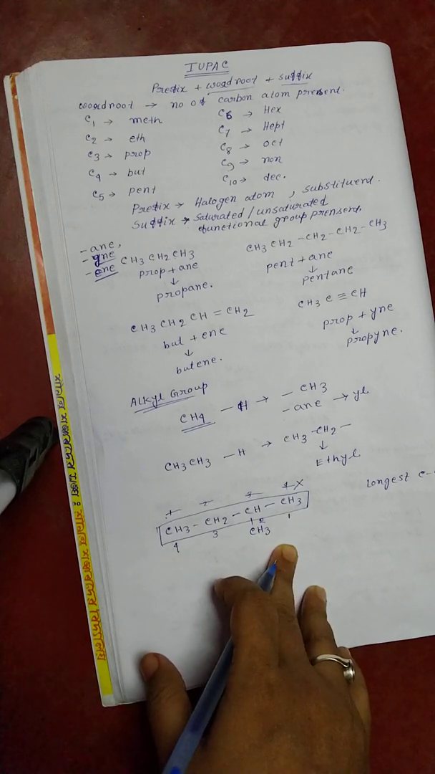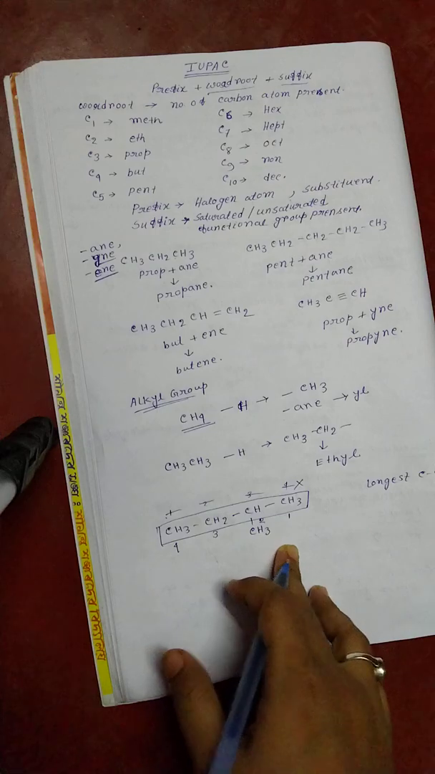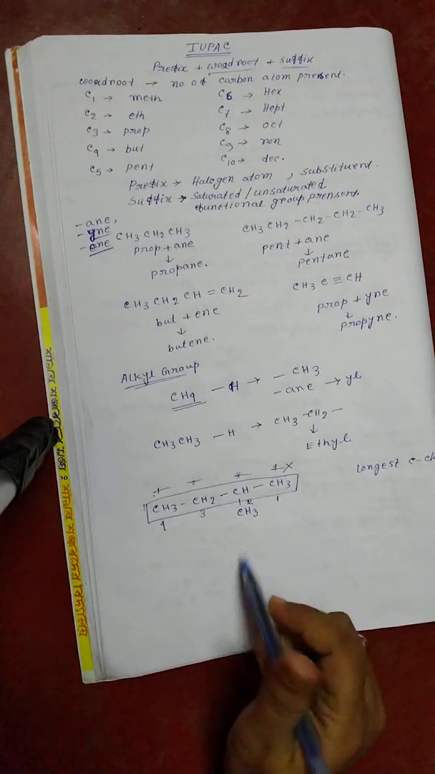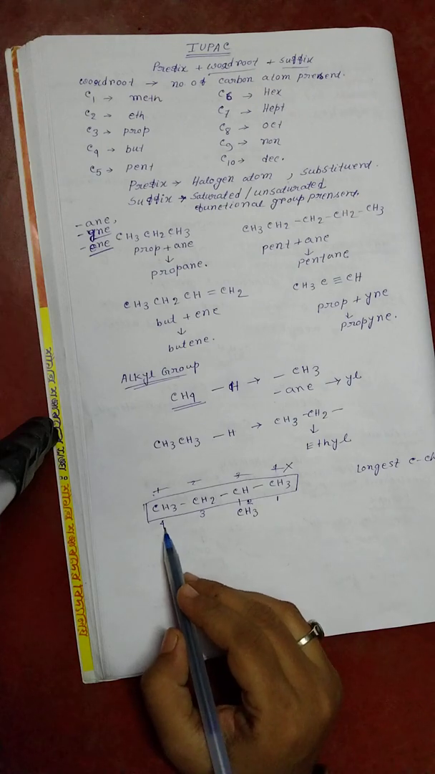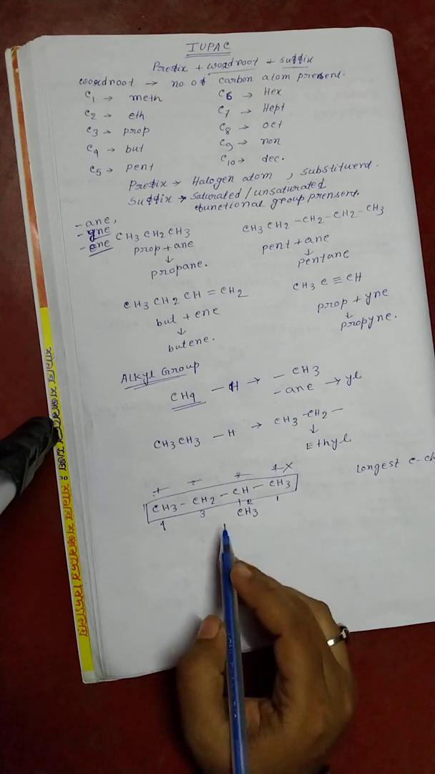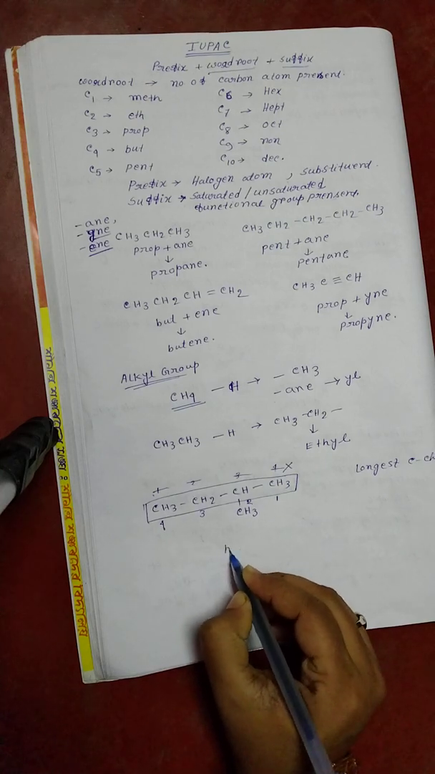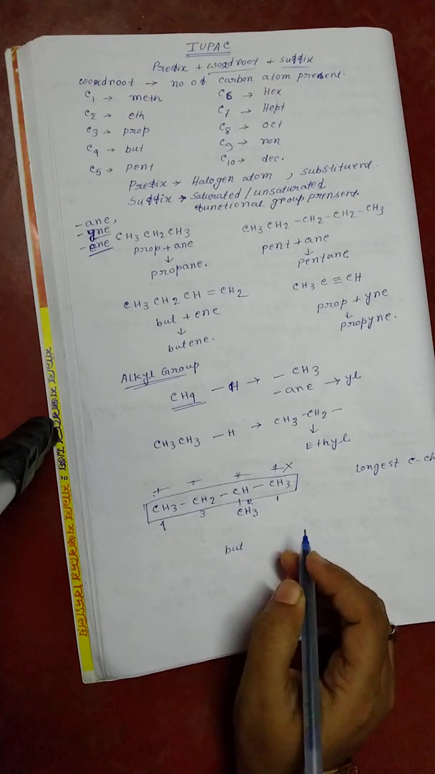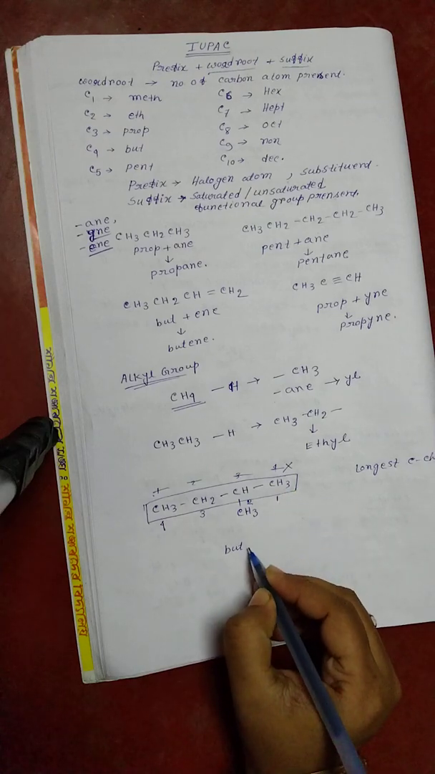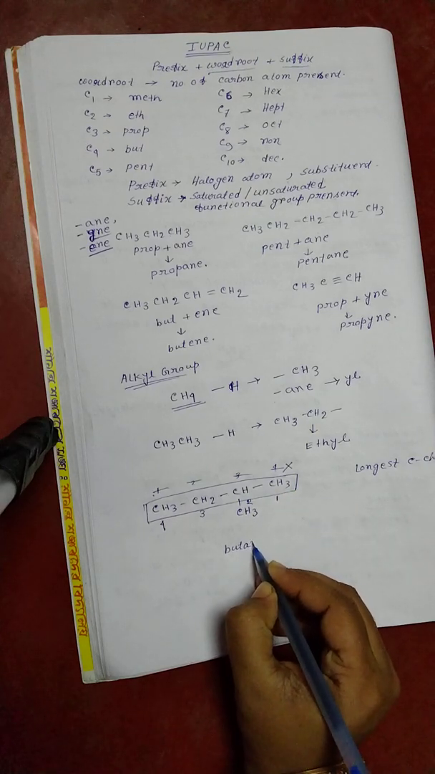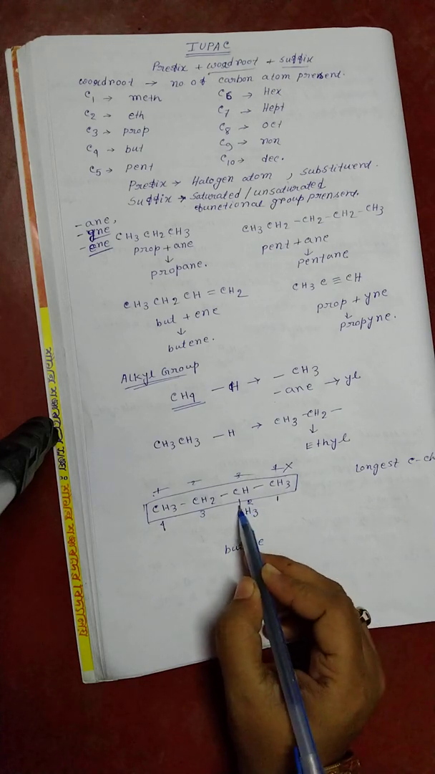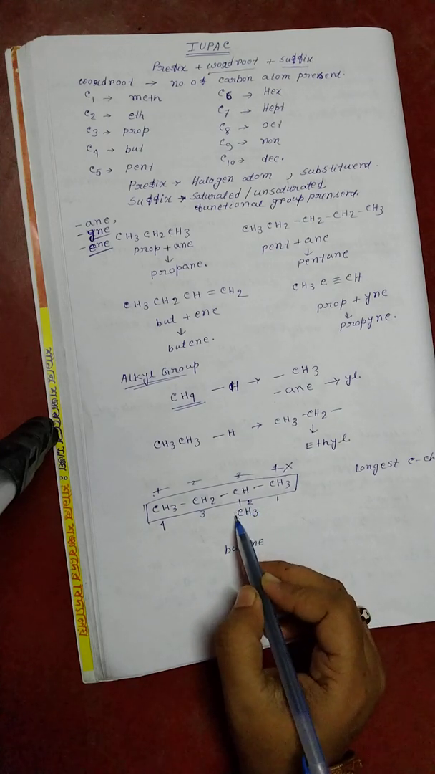Next we do the nomenclature. The longest carbon chain contains 4 carbon atoms. This goes to the word root. Word root means 4 is but, and no double bond is present there, so it is butane. And in the 2 position there is a substituent, that is a methyl group.